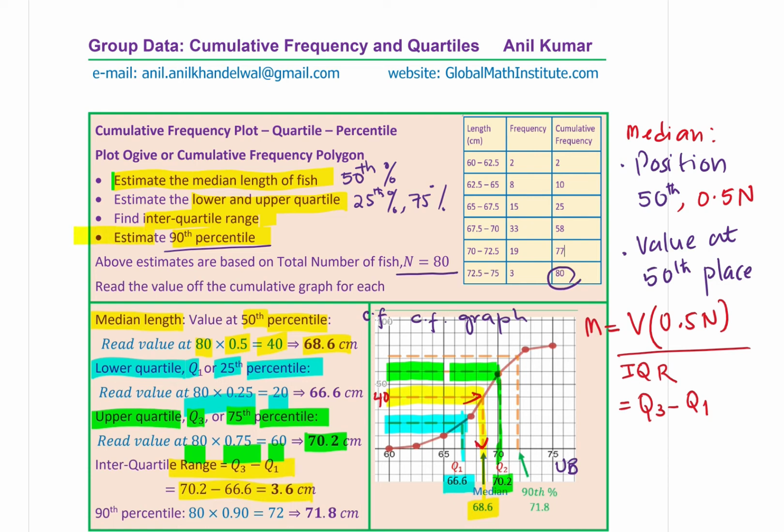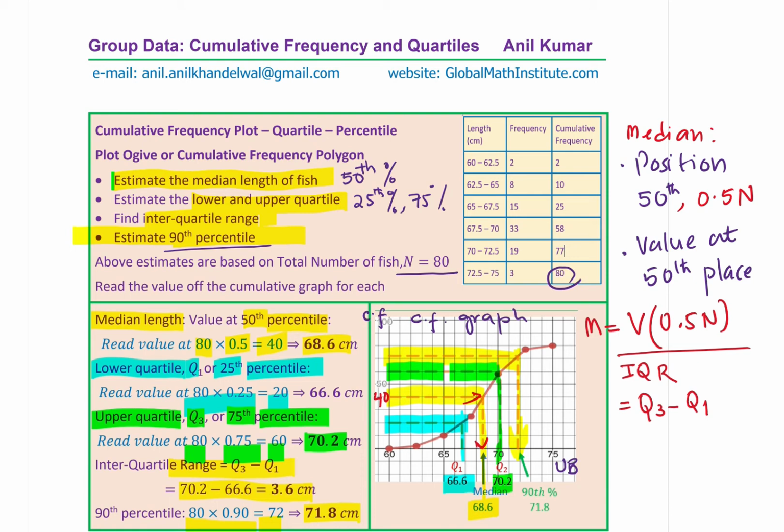Now the last part here is to estimate the 90th percentile. 90th percentile means you need to multiply 80 by 0.9. You get 72. Now at 72, read what the value is from the graph. The value turns out to be 71.8, as you can see. So 71.8 is the 90th percentile. So that is how you need to read these values from the graph.